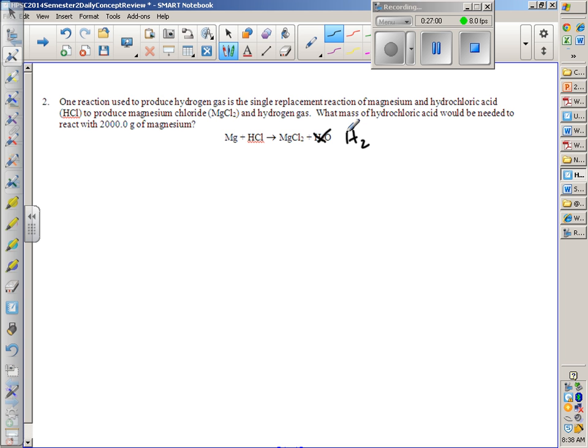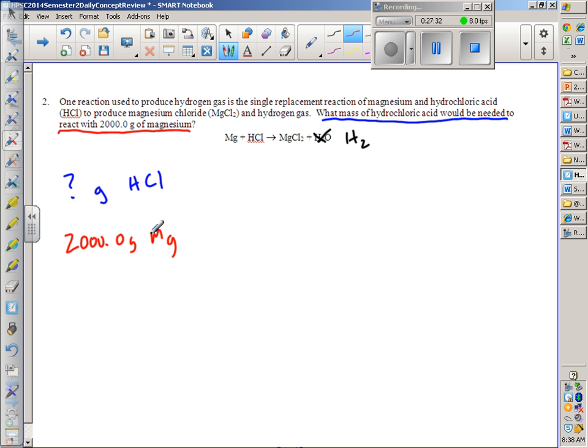So it says, what mass of hydrochloric acid would be needed to react with 2,000 grams of magnesium? So, first things first, what mass of hydrochloric acid would be needed? That means I have to find grams of hydrochloric acid, right? If it's asking you for what mass, that's asking you for grams. Things I know: I need to react with 2,000 grams of magnesium. So I know that I start with 2,000 grams of magnesium.